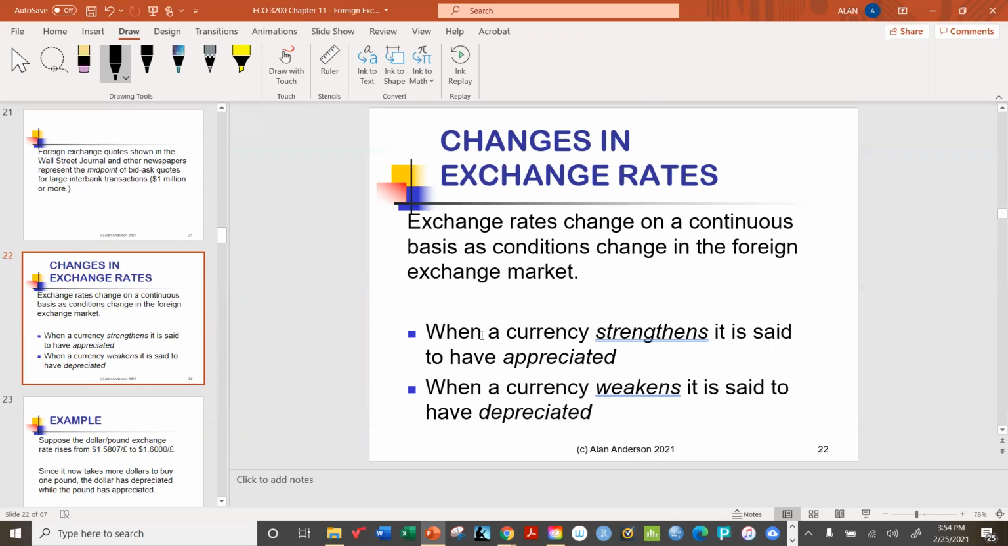Okay, so those terms are pretty much unique to the foreign exchange markets. Strengthening means it has appreciated. Weakening means it has depreciated. So let's look at a couple of simple examples of this. All right, so let's say that we see these quotes in the Wall Street Journal.